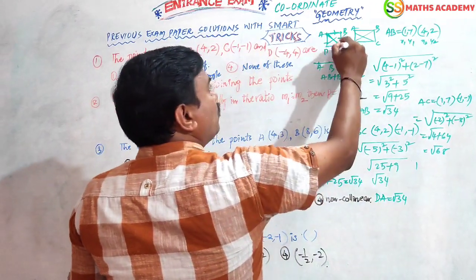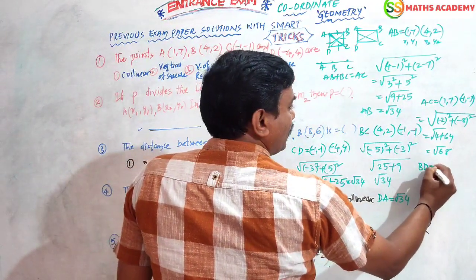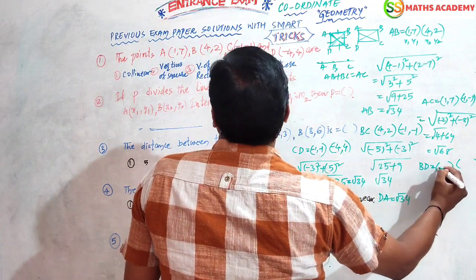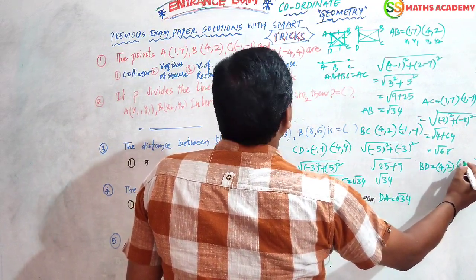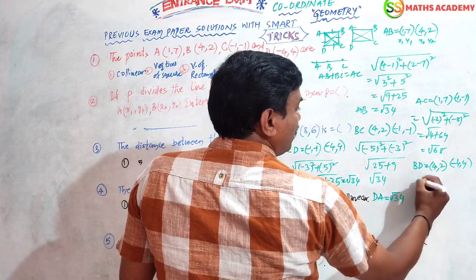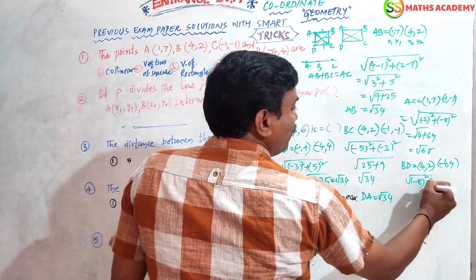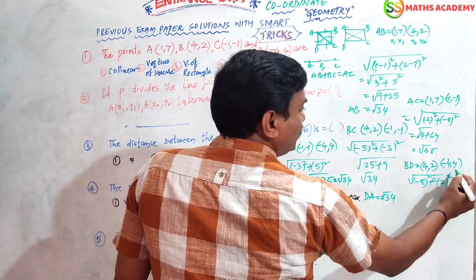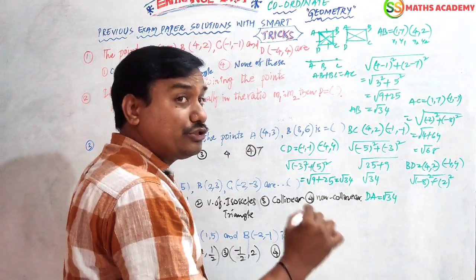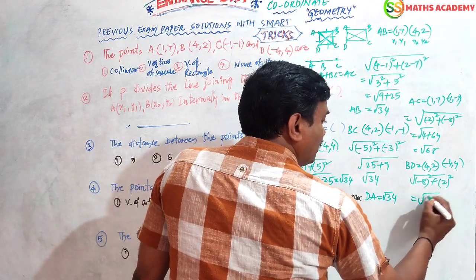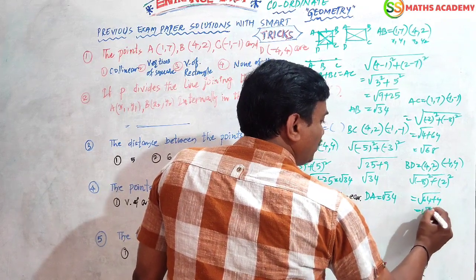AC diagonal is over. Next BD. B value from the question is (4, 2), D value is (-4, 4). Minus 4 minus 4 is minus 8. Then y2 minus y1: y2 means 4, y1 means 2, 4 minus 2 is 2 whole square. So that is 64 plus 4, nothing but 68.